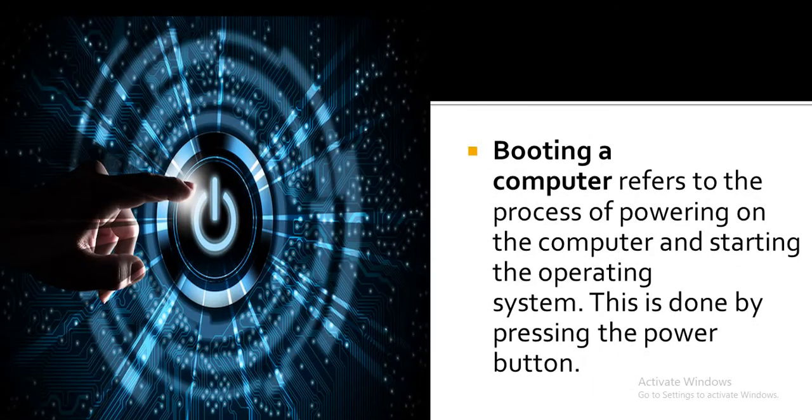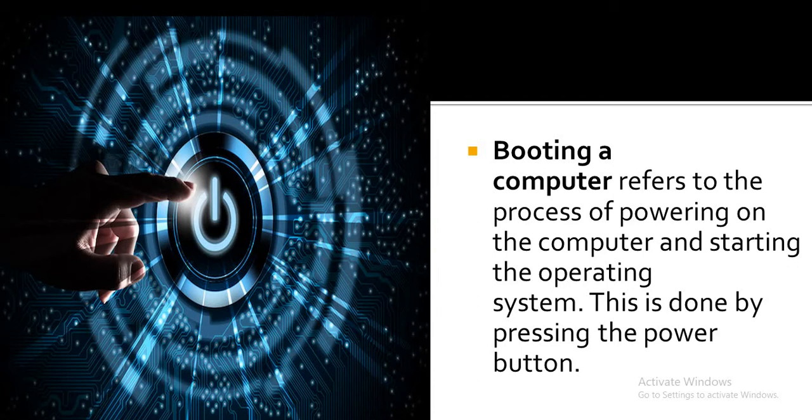Booting refers to the process of powering on the computer and starting the operating system. This is done by pressing the power button. The power button is always located at the front or at the top of the CPU, which is the central processing unit. How do we identify the power button?